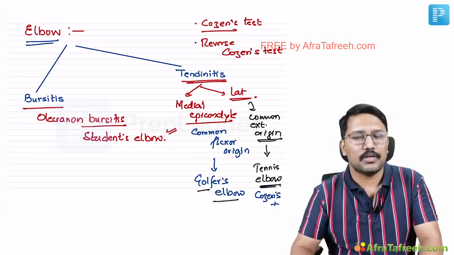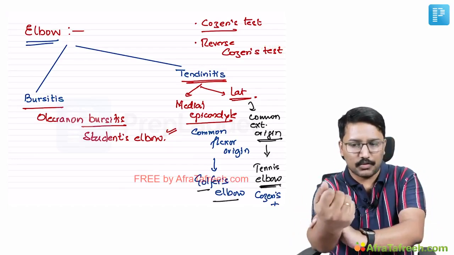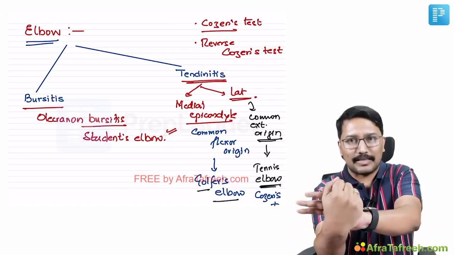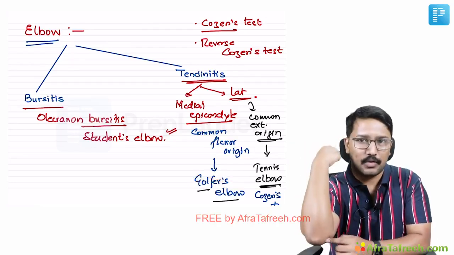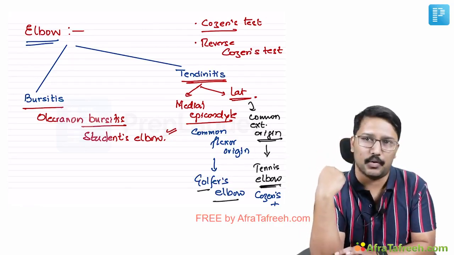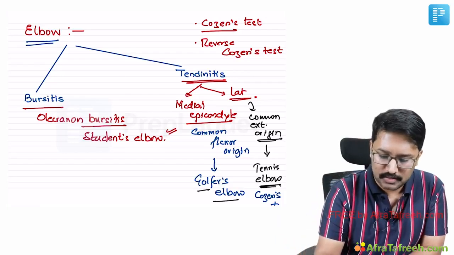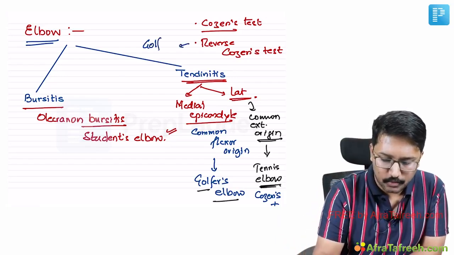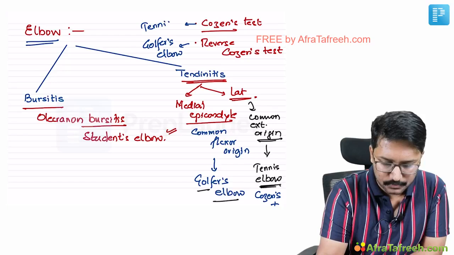Now, in the reverse Cozen's test, we are doing the exact opposite. The patient has the upper extremity outstretched and we ask him to flex the wrist against resistance. When he is flexing the wrist against resistance, his medial epicondyle common flexor tendon is under pressure, and he experiences pain there if there is medial epicondylitis or golfer's elbow, right? So the reverse Cozen's test is for golfer's elbow, and Cozen's test is for tennis elbow, right?